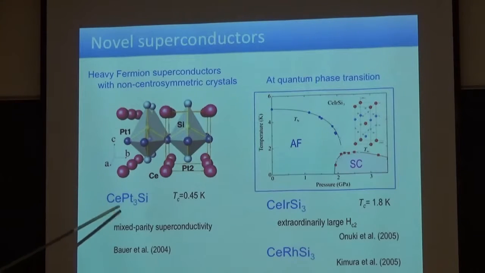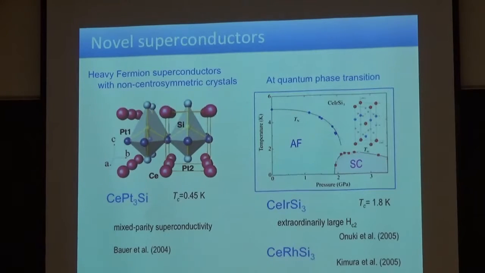For example, with the discovery of cerium platinum 3 silicon. This is a so-called non-centrosymmetric material. You can see here this crystal structure has no inversion center. If you apply inversion operations, then these long pyramids are turned down, and so there is no k to minus k symmetry here. This has interesting implications, as we will see later. This gives rise to so-called parity mixing in the superconductivity.